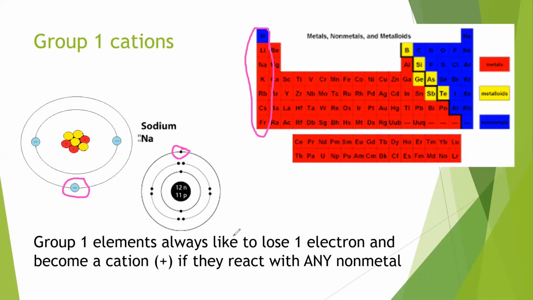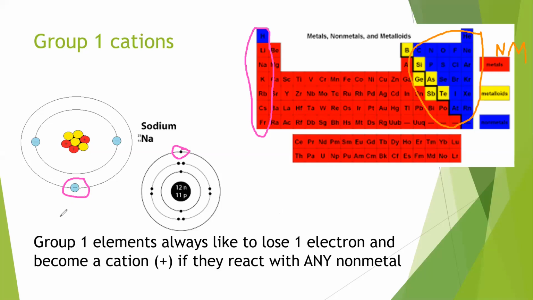So group 1 elements always like to lose 1 electron and form a cation if they react with any non-metal. In this chart, you can see that most elements are metals, but the non-metals are right here. They're the blue ones. So if any of these group 1 elements come into contact with any of these blue non-metals, likely these elements would lose electrons. Group 1 elements always lose 1 electron because they only have 1 outermost electron. So they're going to become charged.